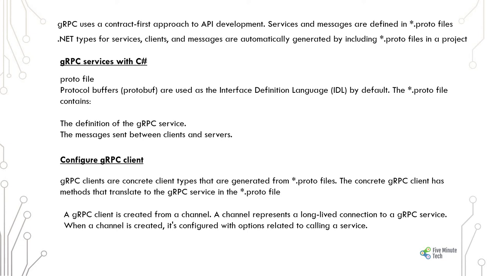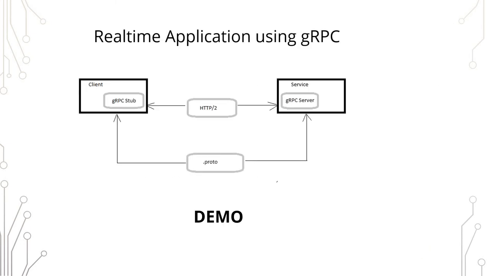A gRPC client is created from a channel. A channel represents a long-lived connection to a gRPC service. Now, when this channel is created, it's configured with options related to calling a service. So gRPC can be represented by this simple diagram, wherein we have the client and service. The client has a gRPC stub which communicates bidirectionally with the gRPC service over the HTTP2 protocol, and it uses a proto file for doing that communication.